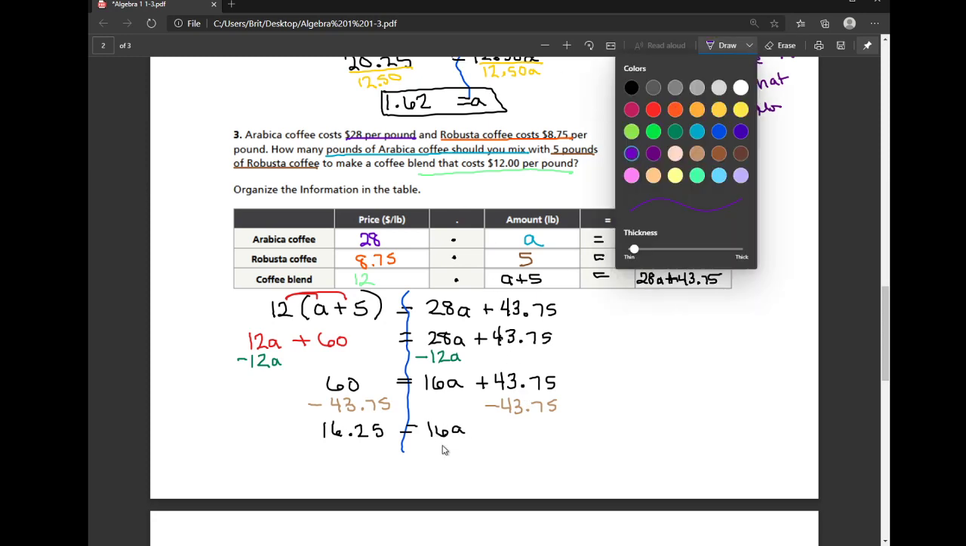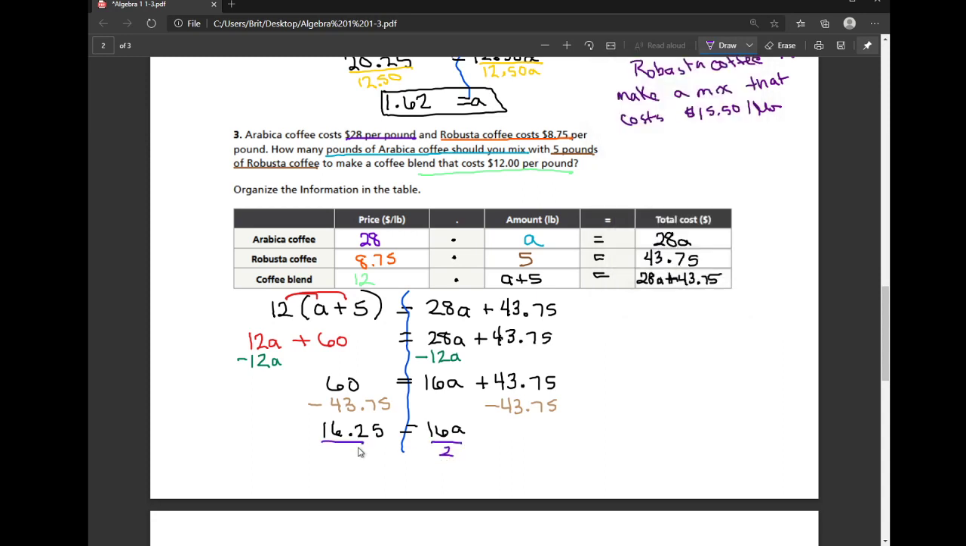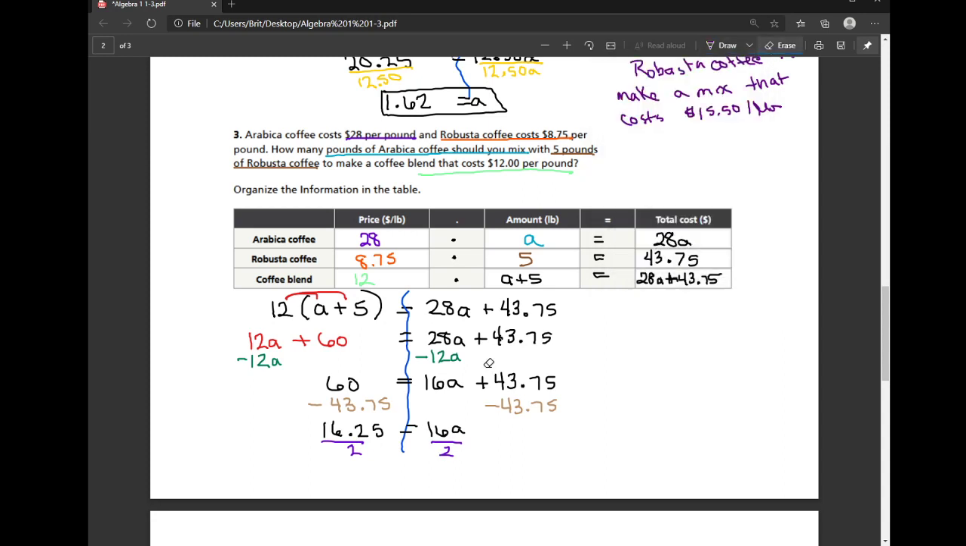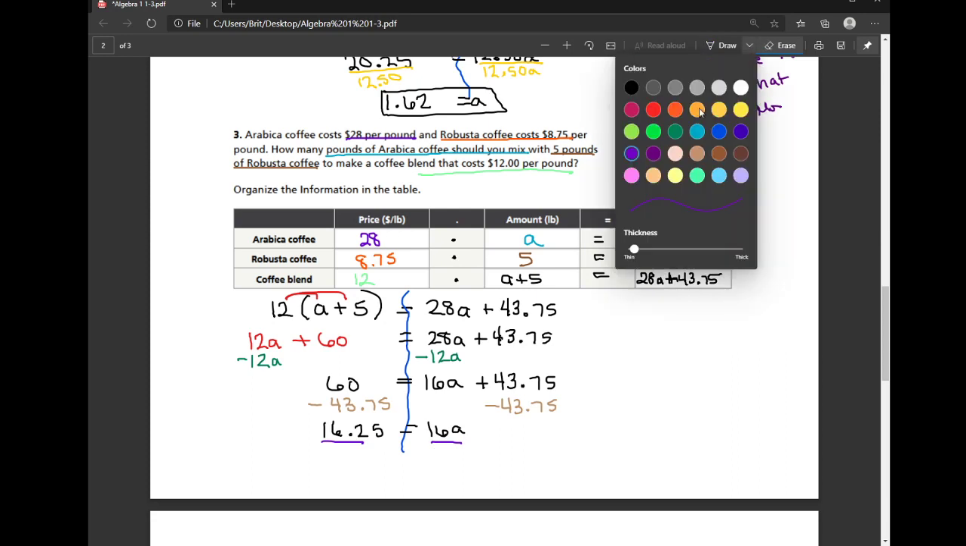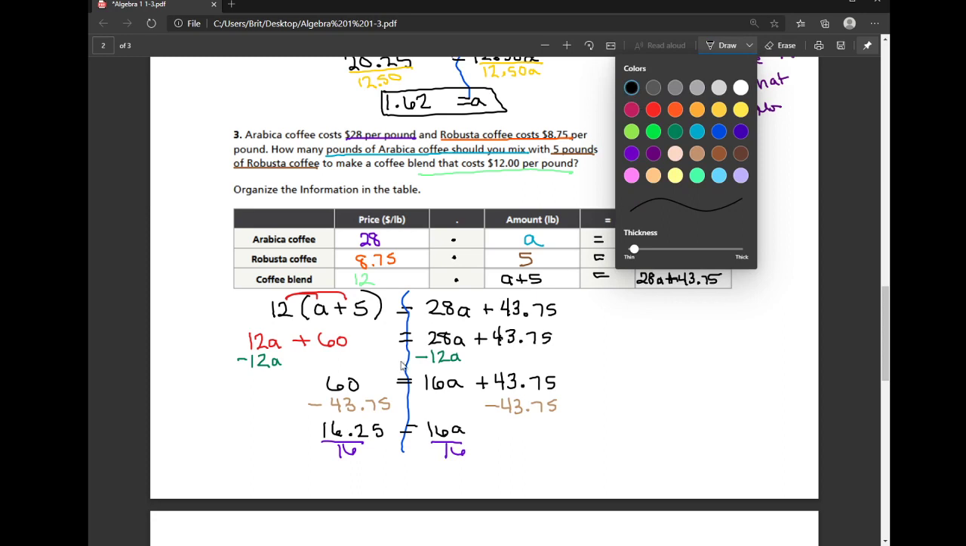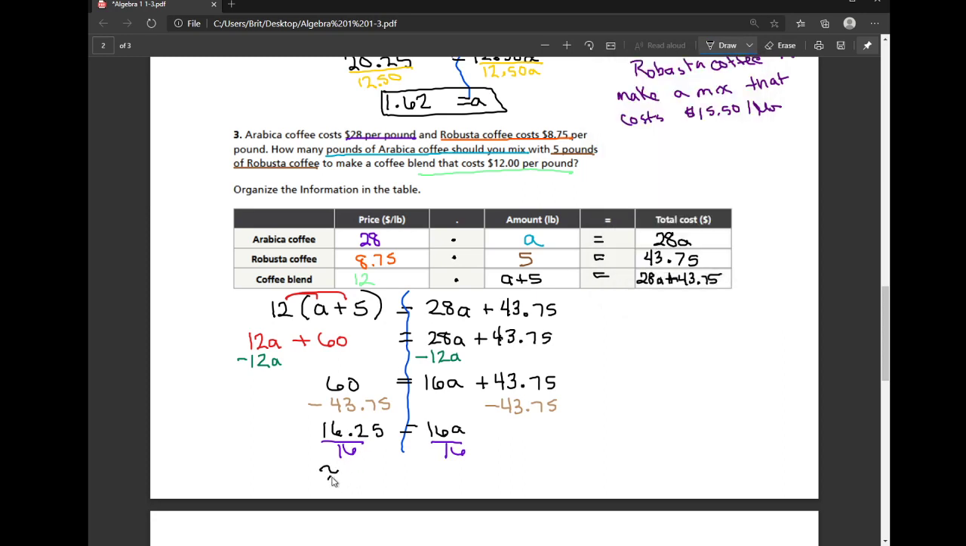So then this is a multiplication, and to undo it, I'm going to divide. So 16, oh, I'm sorry, I don't know where the 2 came from out of my brain. I'm going to be dividing by 16, not 2. Alright, because you have to divide by what you multiply by. So 16.25 divided by 16 is about 1.02.